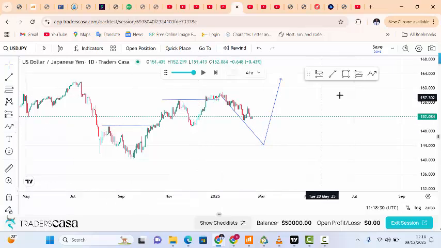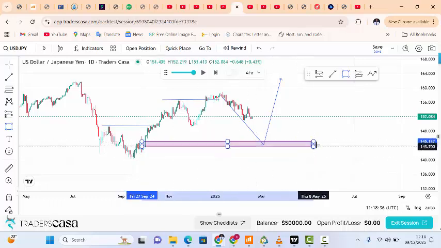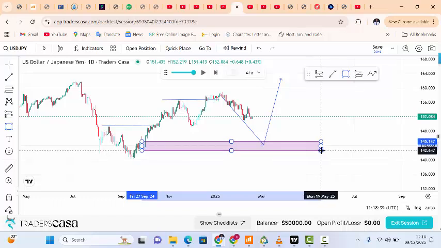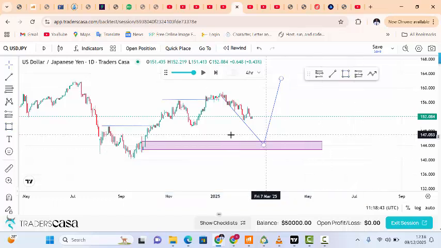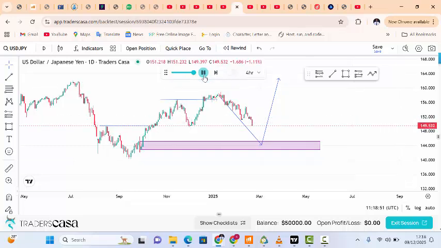So typically, I am placing my rectangle tool from around here like this. Yeah, that's where I'm placing it. So this is where I'm expecting it to get to, and then I'll be looking to buy from here. So let's see. If it doesn't get there, I'm not looking to buy. I'll keep on waiting until I see conditions that I want.